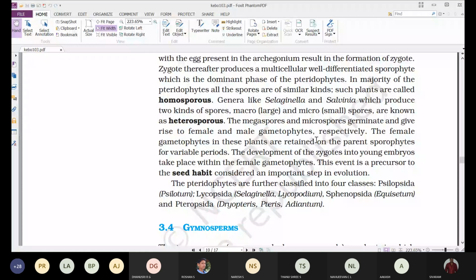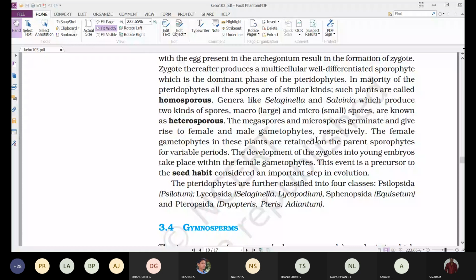This is also a very important characteristic feature which represents the terrestrial habit, that is the production of embryo. This event is a precursor to seed habit, considered an important step in evolution. These are some of the characteristic features of pteridophytes, the general characteristics of pteridophytes.